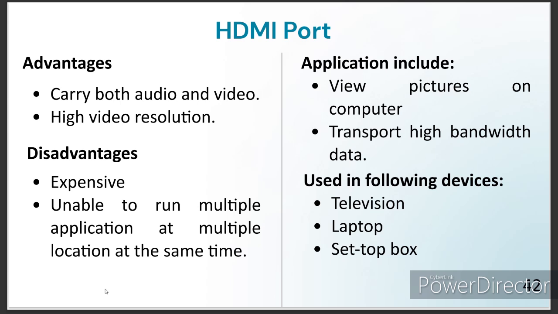HDMI Type D or Micro HDMI. This smallest HDMI connection has a 19-pin design and provides the same functions as other HDMI connectors. In addition to other gadgets, it is useful for cell phones and tiny cameras.